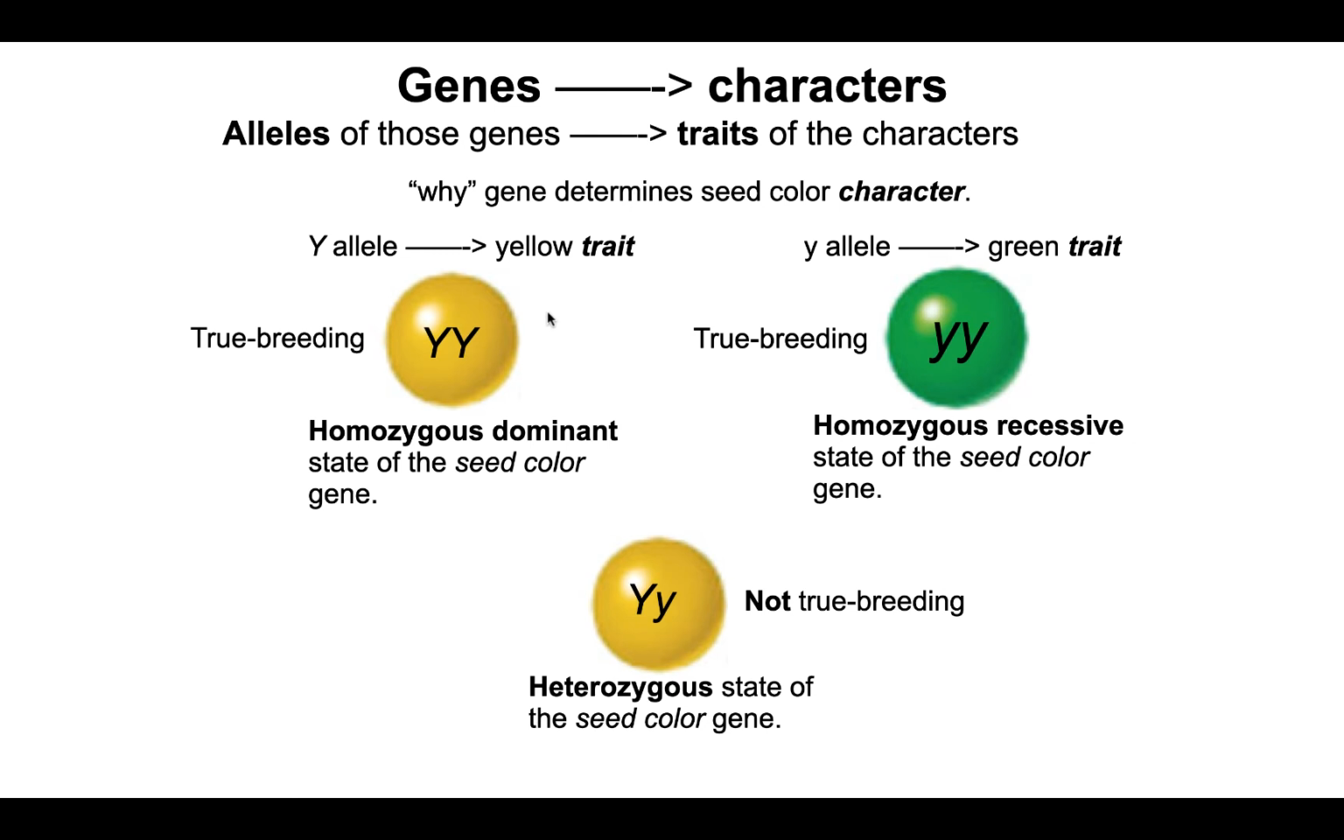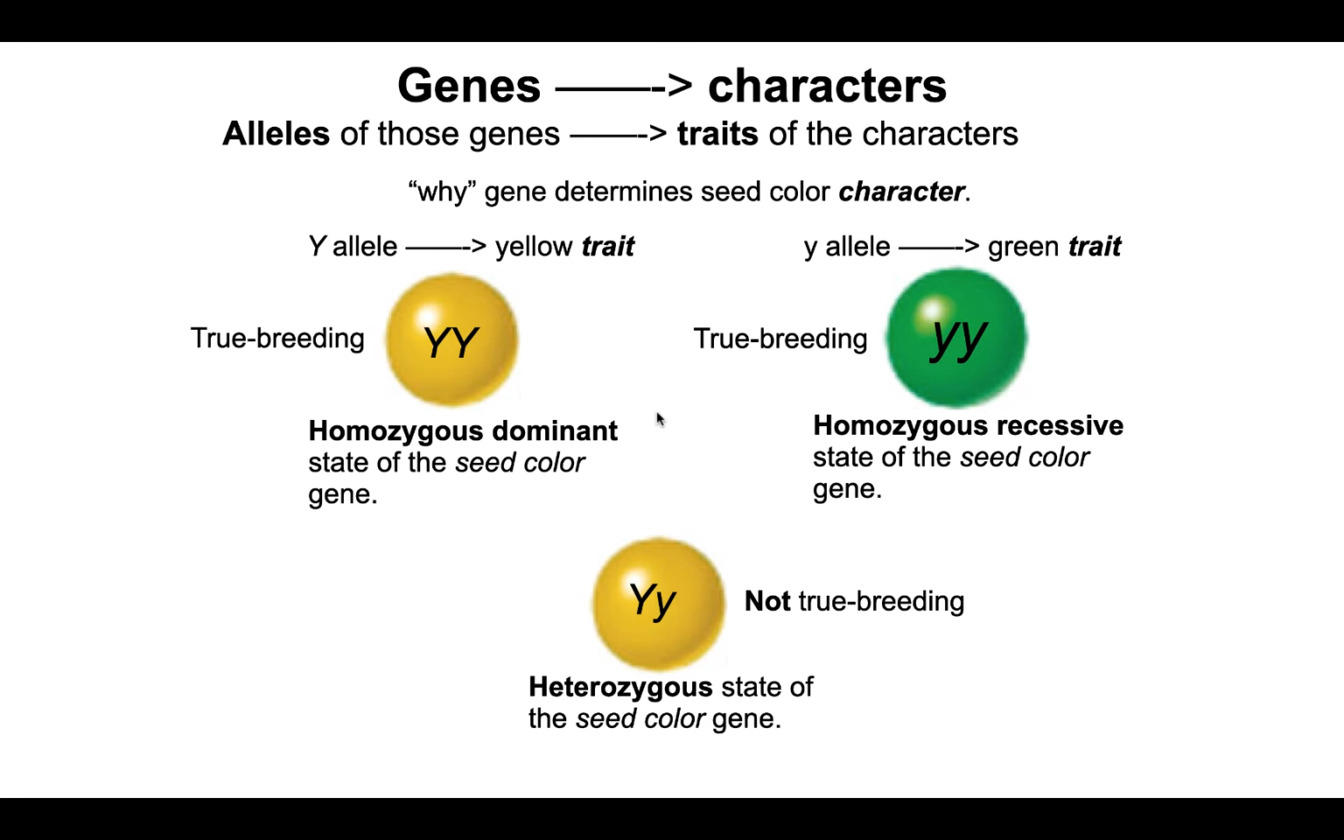And in that particular case, it's really easy to predict what the trait will be. If we have homozygous big Y, we're going to have yellow. If we're homozygous little y, we're going to have green, because the little y gives rise to the green trait and the big Y gives rise to the yellow trait.